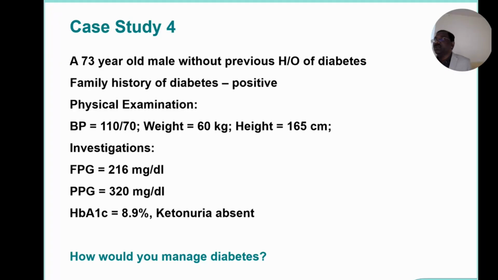Okay. So a lean diabetic. So not obese, lean diabetic. Okay. Suppose here ketosis is positive. So what is your diagnosis? Here the last one, HbA1c 8.9, ketonuria absent. Suppose ketonuria present. What is your diagnosis? Type 1 could be possible.